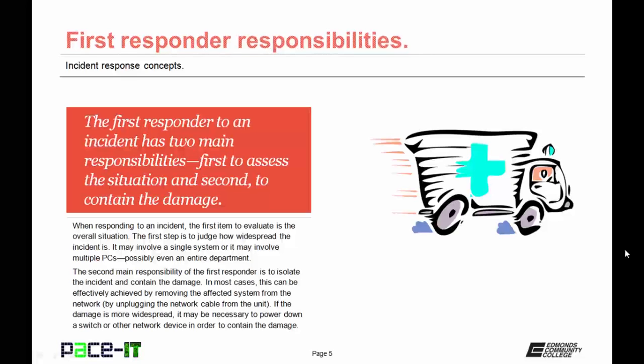The second main responsibility of the first responder is to isolate the incident and contain the damage. In most cases, this can be effectively achieved by removing the affected system from the network. This can be done by unplugging the network cable from that unit. If the damage is more widespread, it may be necessary to power down a network switch or other network device in order to contain the damage. But the first responder does need to make sure that that damage is contained and doesn't spread any farther.